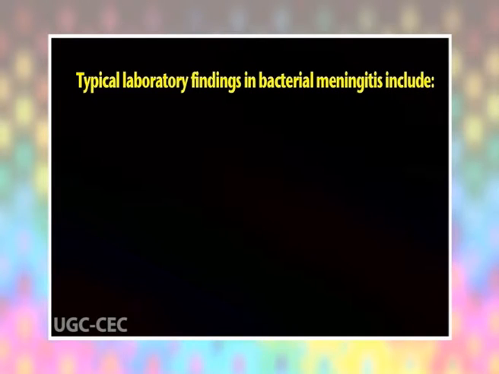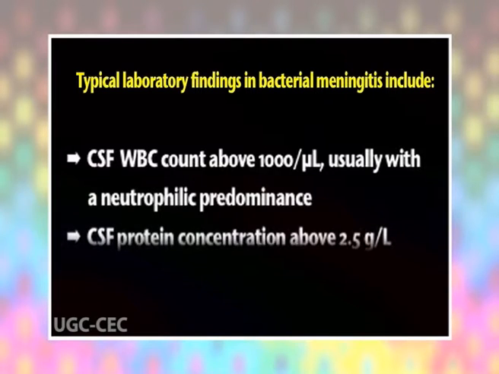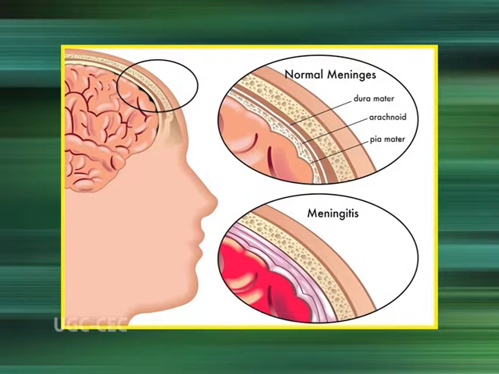Typical laboratory findings in bacterial meningitis include a cerebrospinal fluid WBC count above 1000 per microliter, usually with a neutrophilic predominance, a cerebrospinal fluid protein concentration above 2.5 grams per liter, and a cerebrospinal fluid glucose concentration below 2.5 mmol per liter. Note that the range of cerebrospinal fluid values in bacterial meningitis is so wide that there is a substantial overlap with the findings in viral meningitis.